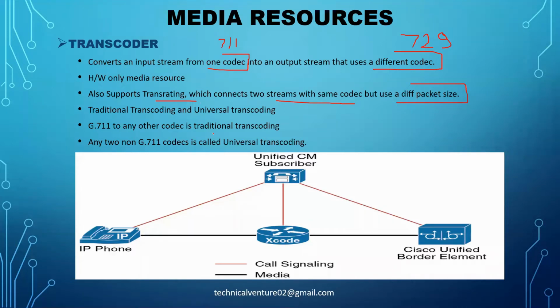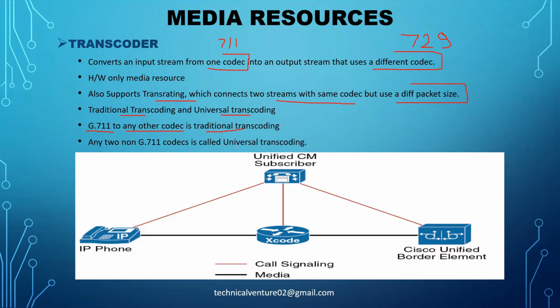There are two types: the first one is traditional transcoding, and the other one is universal transcoding. We will discuss these one by one. So what is traditional transcoding? Traditional transcoding means if you have a G711 codec and you want to convert it to any other codec, that is traditional transcoding.